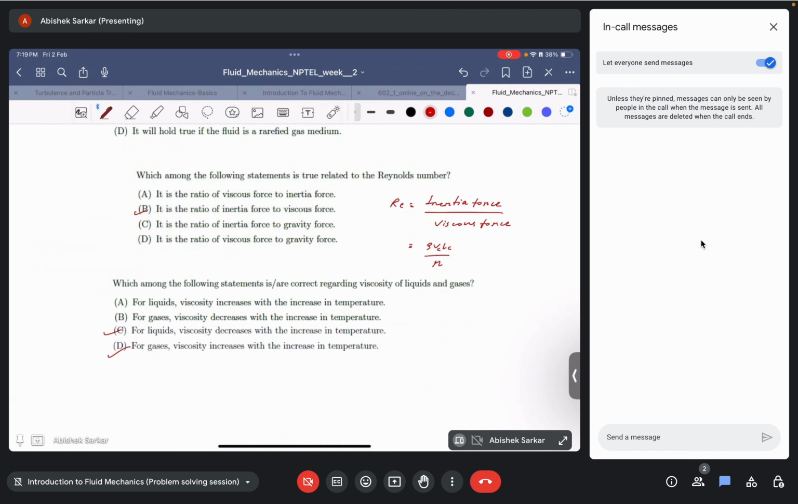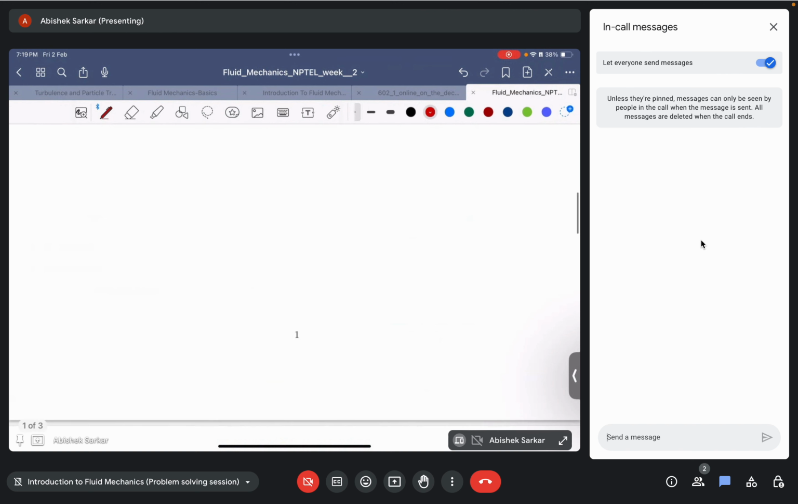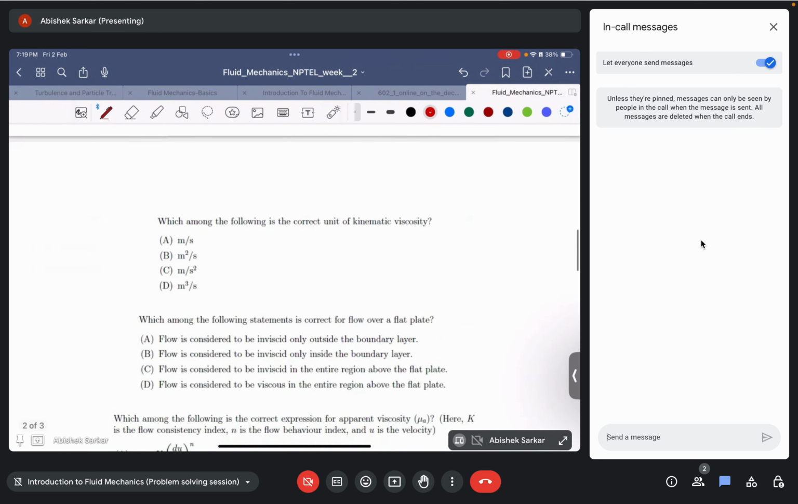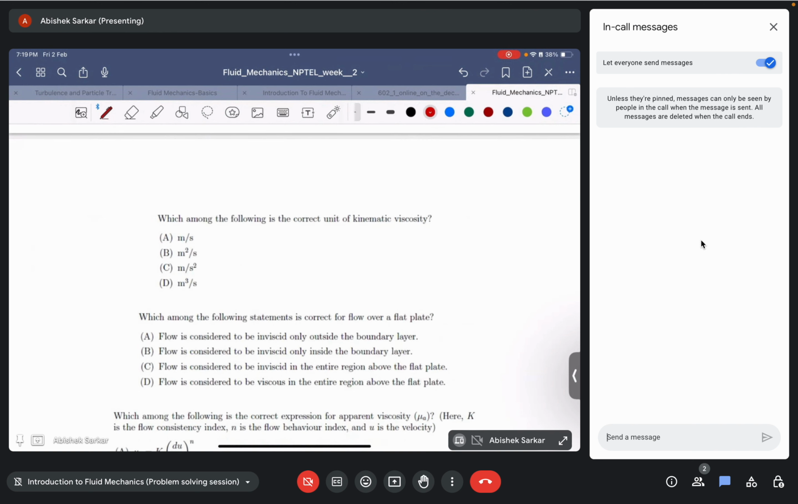So let's go to the next question. It's again a very simple question we just now discussed, but still: which among the following is the correct unit of kinematic viscosity?